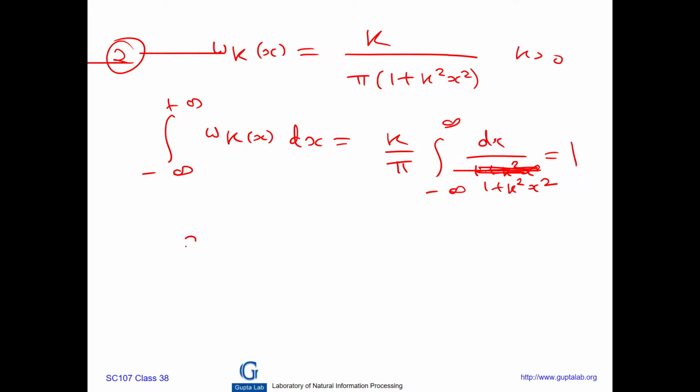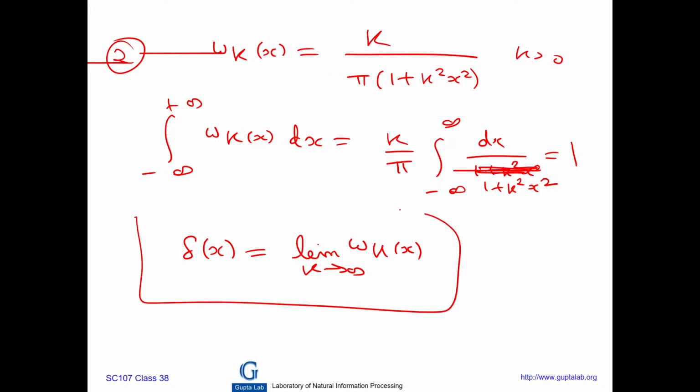So then the Dirac delta function delta x is the limit as k tends towards infinity of omega k of x. This is our Dirac delta function. Beautiful function. I love this function.